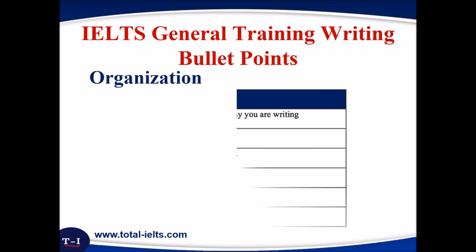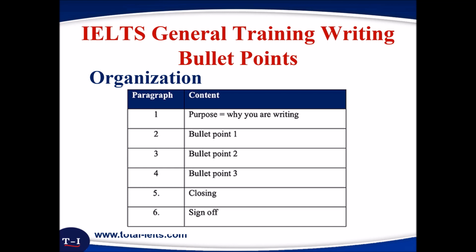When it comes to organizing the bullet points within the bigger picture of your letter, I recommend a 6-paragraph structure. That's 6 separate paragraphs. In paragraph 1, explain the purpose, that's why you're writing. Then 2, 3, and 4 paragraphs, that's the 3 bullet points separate. And 5, closing, and finally the sign-off.